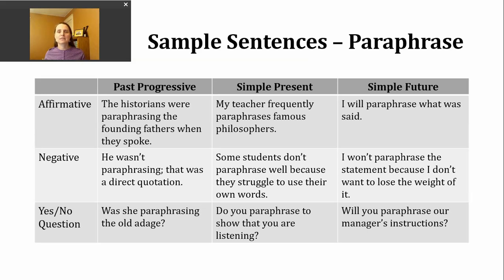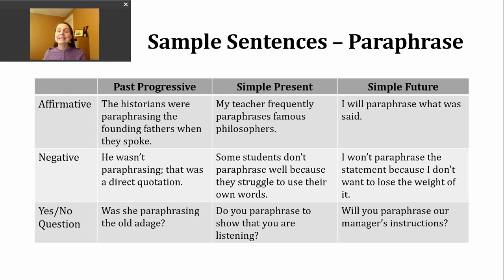To form this verb tense, I'm using a past form of be, that's was or were, depending on our subject, and then the ing form of the verb. Let's look at an example sentence. The historians were paraphrasing the founding fathers when they spoke. Okay? So again, here it means they have taken the ideas, the concepts from the founding fathers, but they're using their own words to express those ideas and concepts.